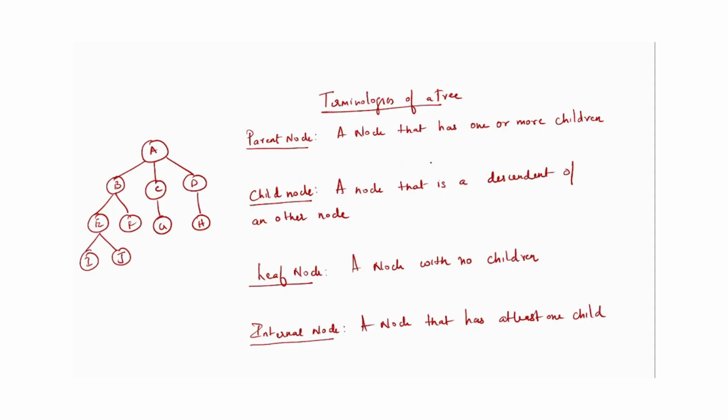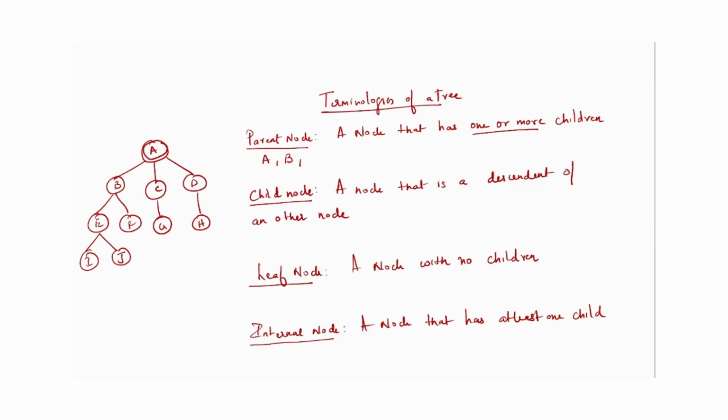Parent node: a node that has one or more children. Here we can see A has 3 children, B, C and D. Therefore, A is called a parent node. I can also say B is a parent because B is a parent for E and F. It has 2 child nodes, E and F. Therefore, B is also a parent node.